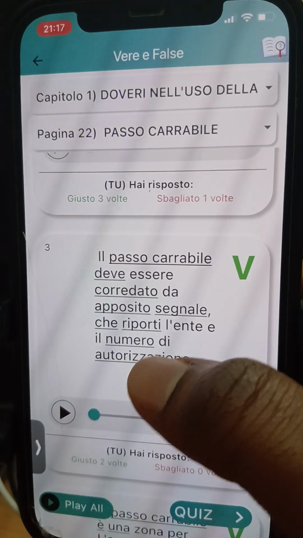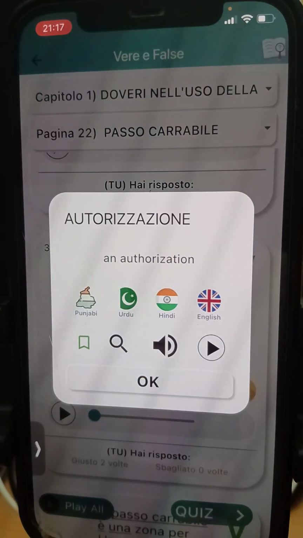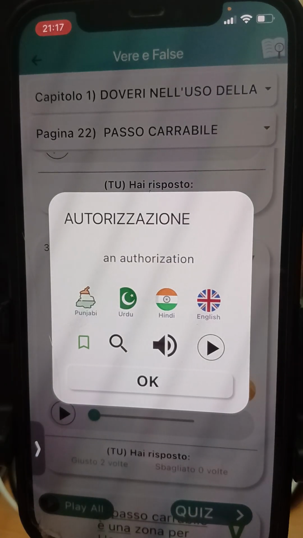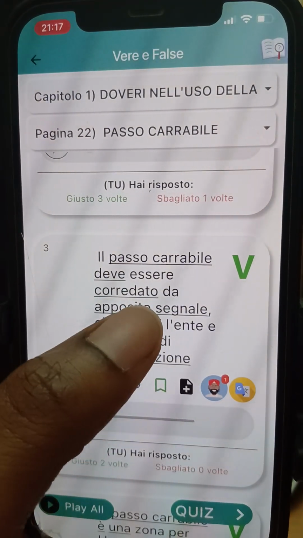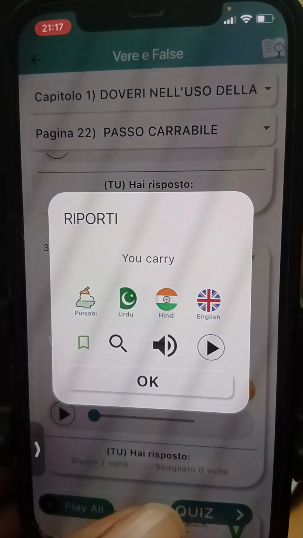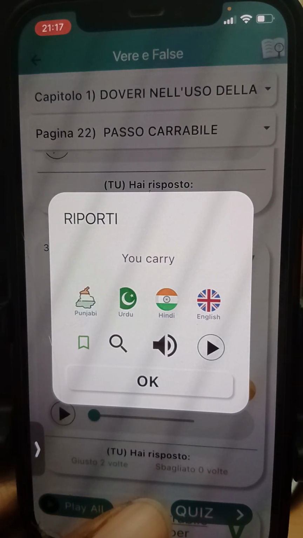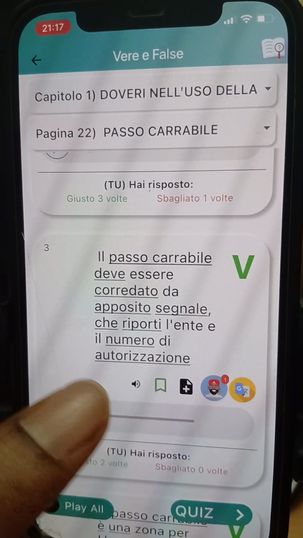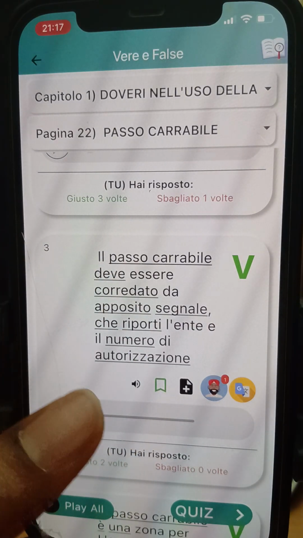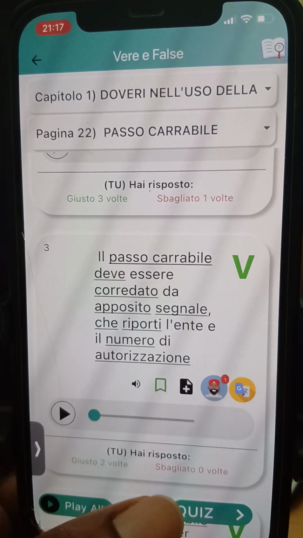Alright, autorizzazione means authorization, authorized or authorization. Okay, report means carry, carry or have. Okay, it must have the comune, or the authorization number.